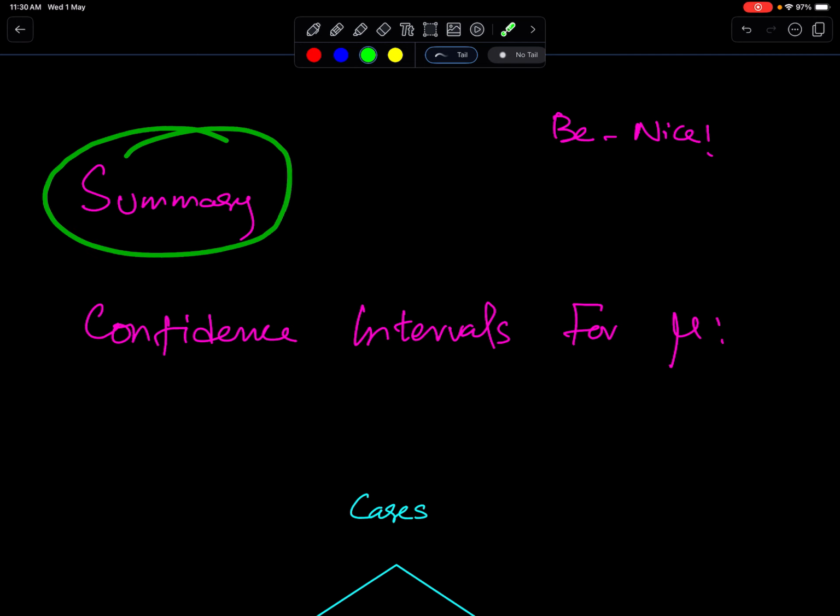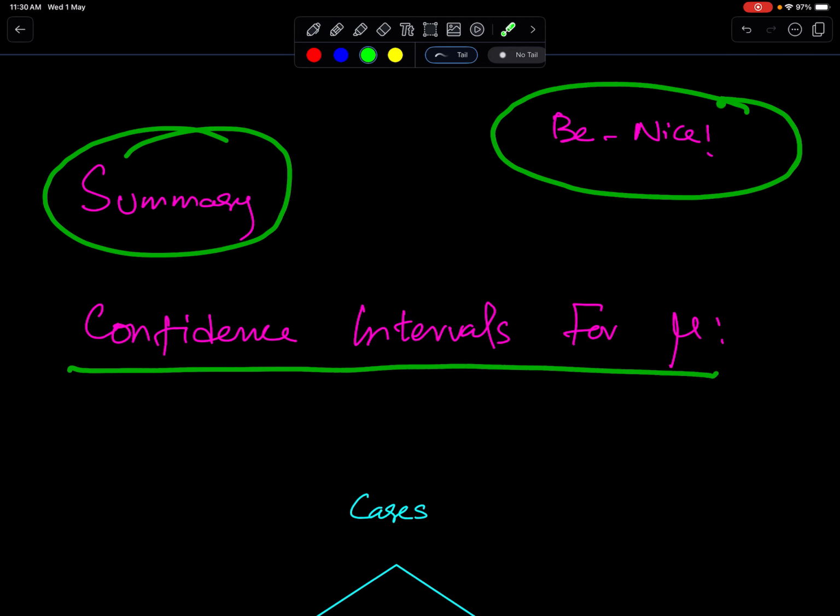This lecture is the summary of confidence intervals for mu. An important advice for me and for everyone: we should be nice to everyone.